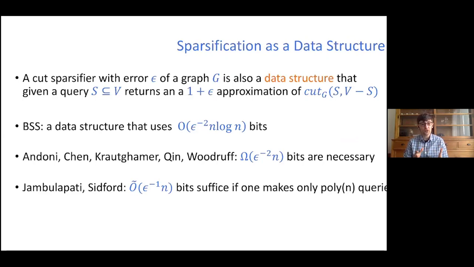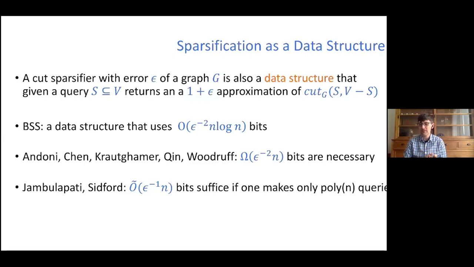So now let's really think of it as a data structure. The number of bits it takes to store this data structure is roughly log n bits per edge to store the names of the endpoints and weight up to some inverse polynomial error. And then what does it do? What kind of questions can this data structure answer? For every cut, it answers an epsilon approximation of the number of crossing edges for that cut. It does that with 1 over epsilon squared times n log n bits of storage if you use the Batson-Spielman-Srivastava construction.